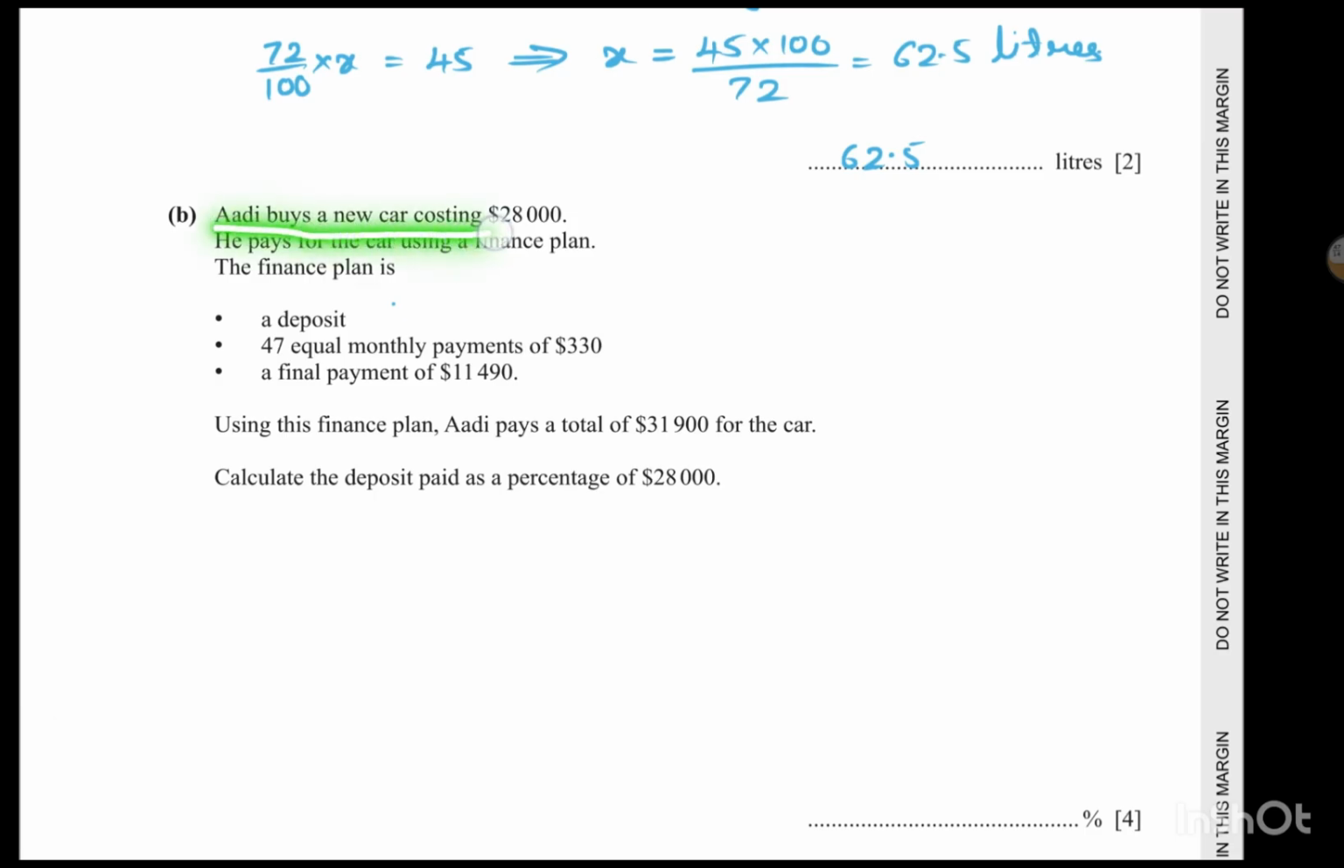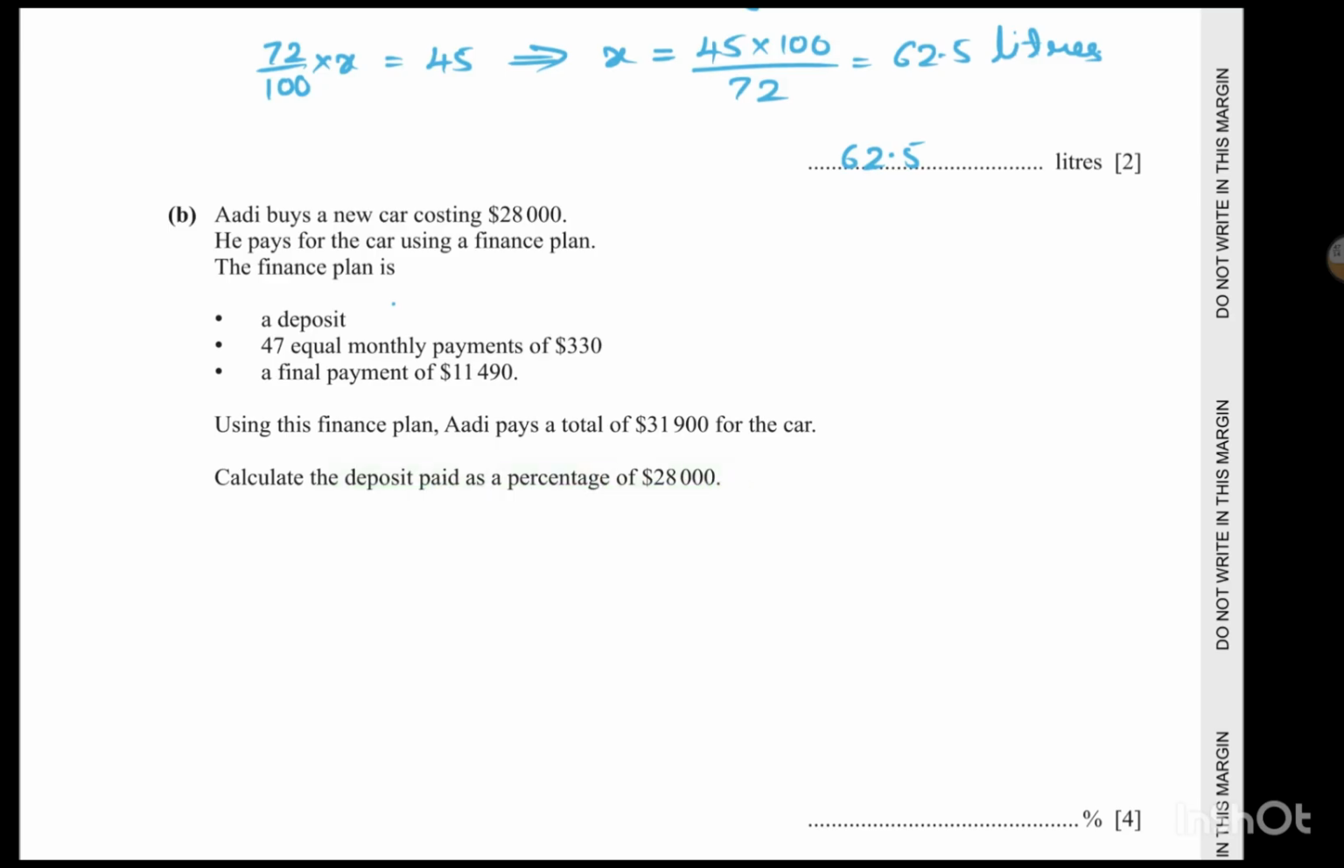Adi buys a new car costing $28,000. He pays for the car using a finance plan. The finance plan is a deposit, 47 equal monthly payments of $330, a final payment of $11,490. Using this finance plan, Adi pays a total of $31,900 for the car. Calculate the deposit paid as a percentage of $28,000. So we have to find out the deposit amount as percentage of this amount, 28,000.